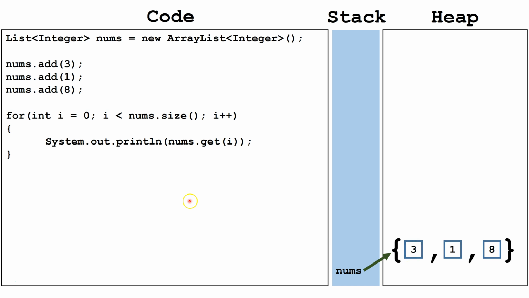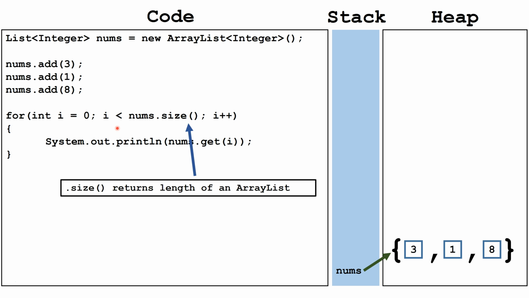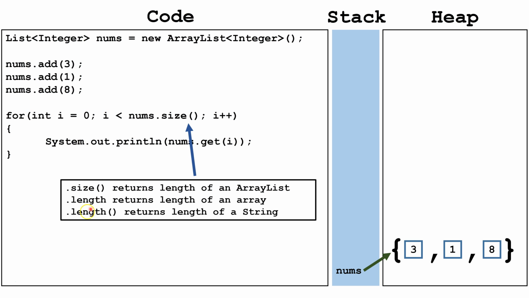Now let's look at some code that will allow us to traverse the array list. We have a standard for loop. We start off by initializing i as 0, and we will continue as long as i is less than nums.size(). .size() is how we check the length of the array list. We remember that .length without parentheses is how we check the length of an array, and .length() with parentheses is how we check the length of a string.